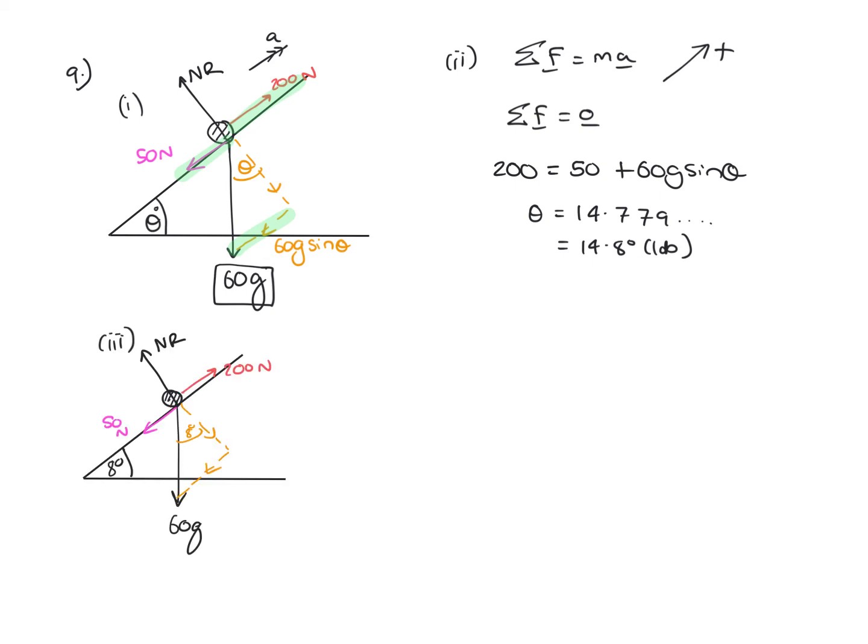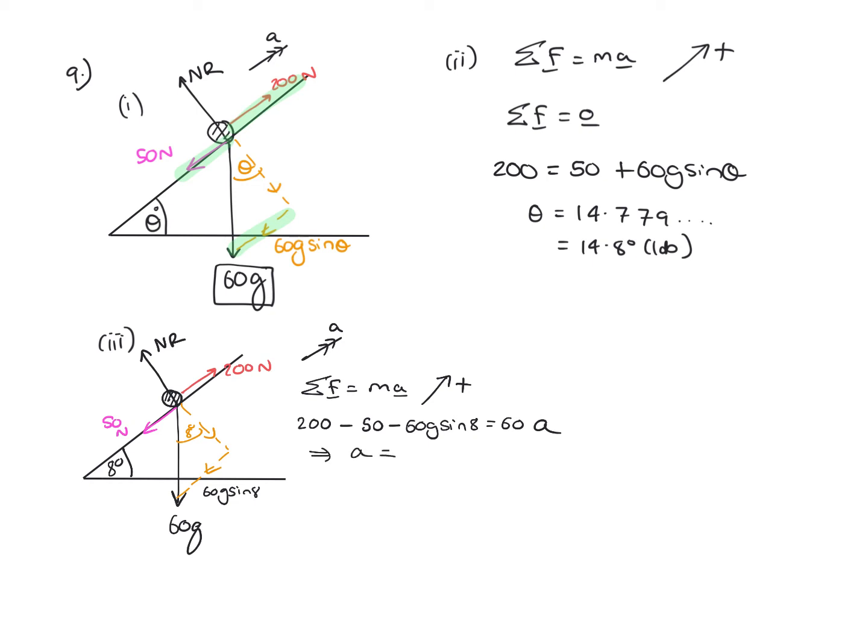So part 3. The cyclist is now cycling up a slope of 8 degrees, accelerating upwards. She's cycling as hard as she can, so the forward force must be 200 newtons. This time, if we apply F equals ma, taking up as the positive direction, then we have 200 up the slope minus 50 down the slope minus, and this component here would be 60g sine 8. That must equal the mass 60 multiplied by the acceleration, which we're going to calculate.